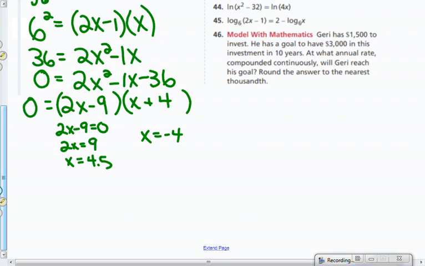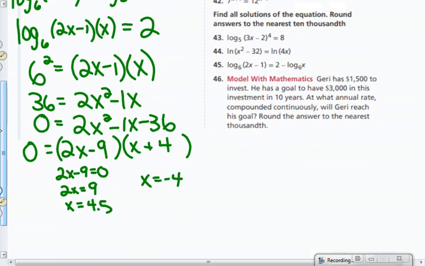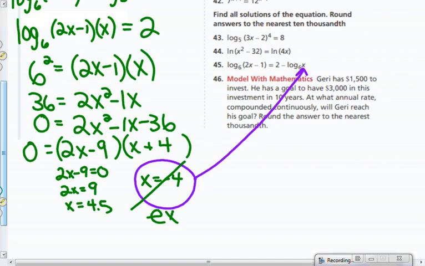4.5, or 9/2. So one of these is a valid answer because in the original problem you were supposed to do a log, right? If I put -4 in for x in the original problem, it would be extraneous. So you've got to throw this one out. This is the only valid answer.